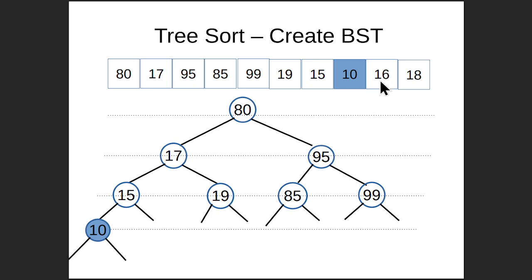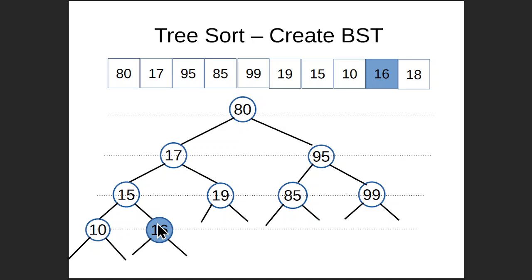Next, 16. Starting from the root node, 16 is less than 80, and it is also less than 17, but it is greater than 15. So 16 would be inserted as a right child of 15. Finally, the number 18. 18 is less than 80, but it is greater than 17, so it will take the right child of 17. And we have a node here, 19, and 18 is less than 19, so it will be inserted as a left child of 19.